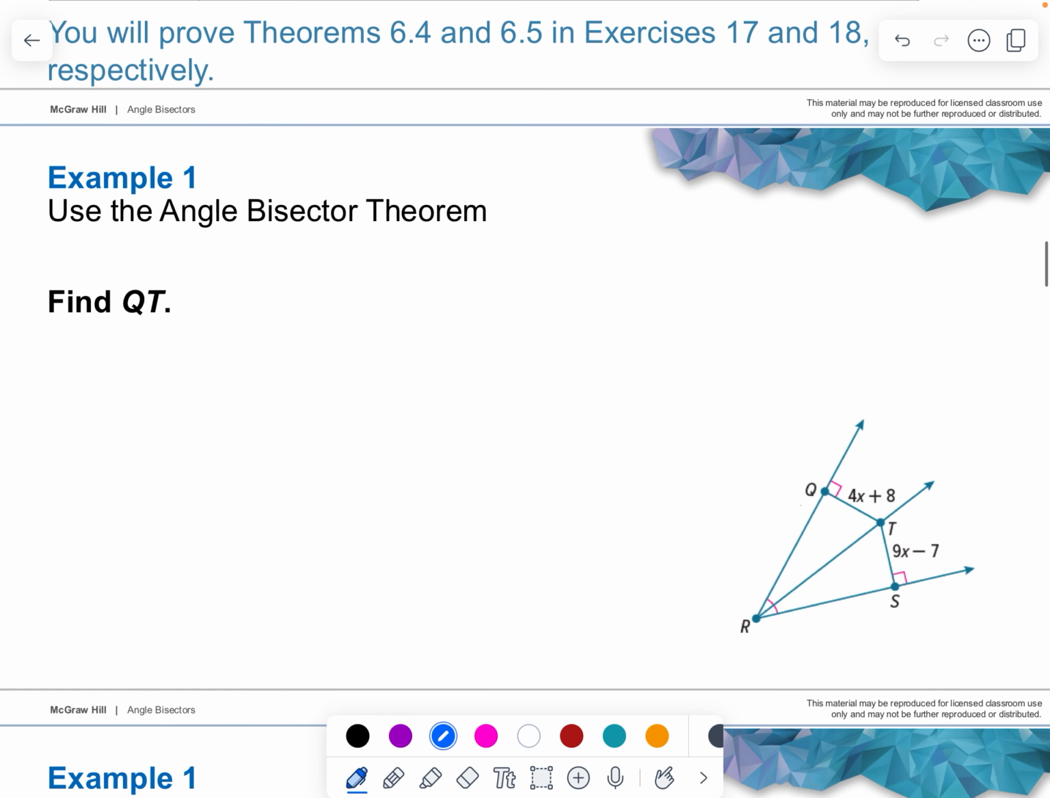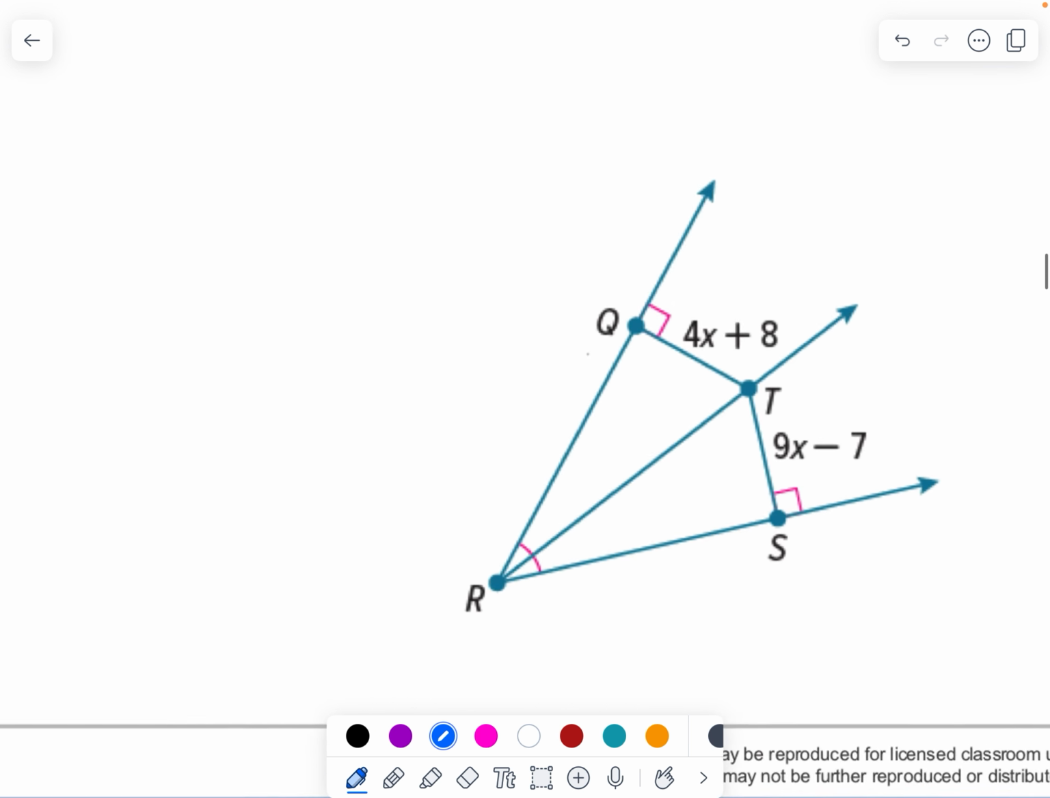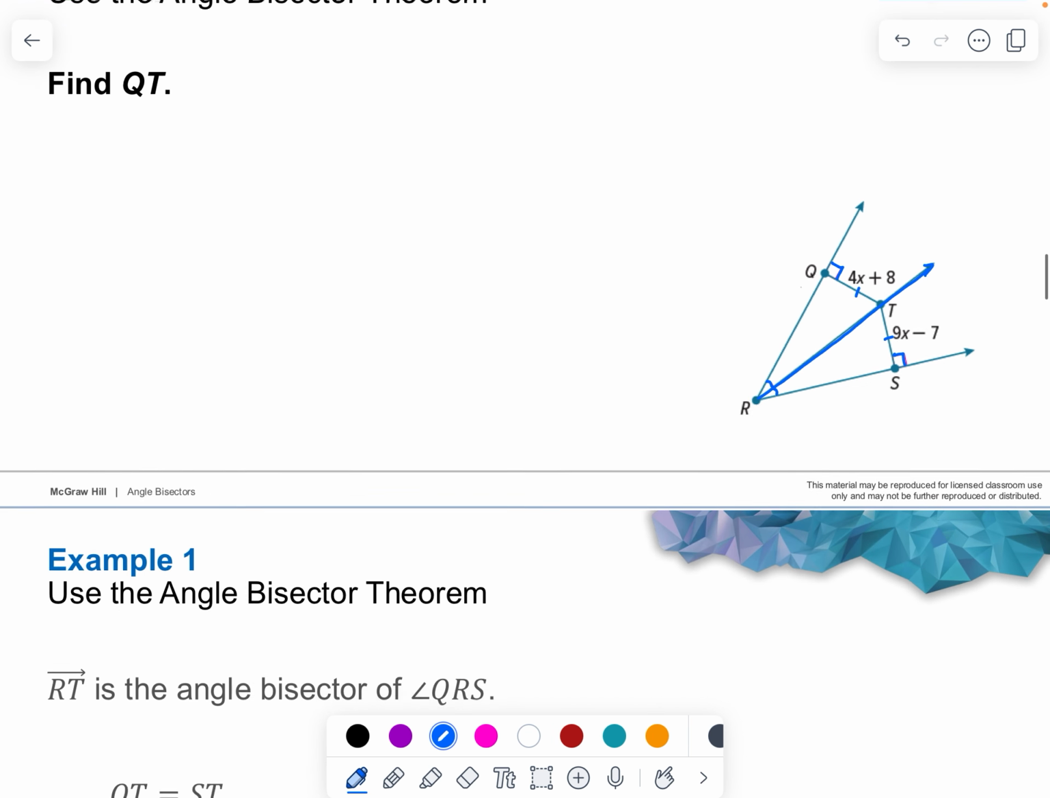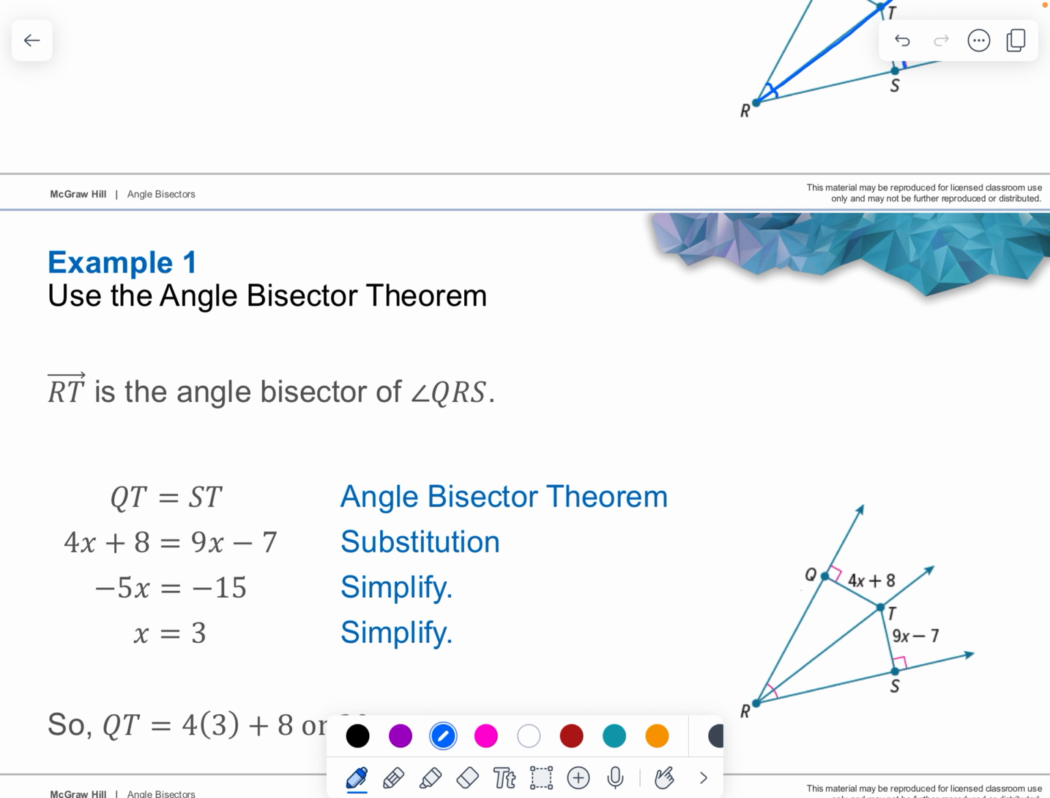So let's go try it. This one says find QT in example 1. So let's take a look at what they've given us. They are showing us that these angles are the same. So we've got an angle bisector there in RT. And they've shown us that these segments are perpendicular. And because of the angle bisector theorem, that means that these will be congruent. Okay. So RT is the angle bisector of angle QRS, and QT is equal to ST.